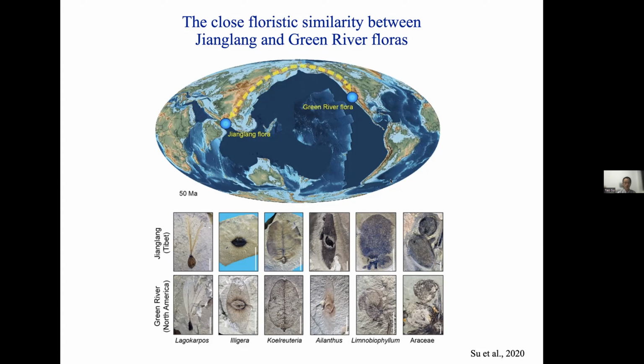It's very similar, and genera like Lagokarpos, Ailanthus, or some others, they are the same. So very interesting. And we think there should be some floristic connection between these two regions.